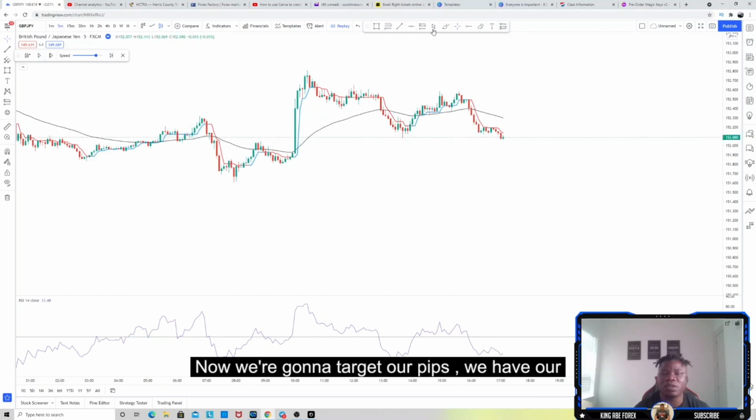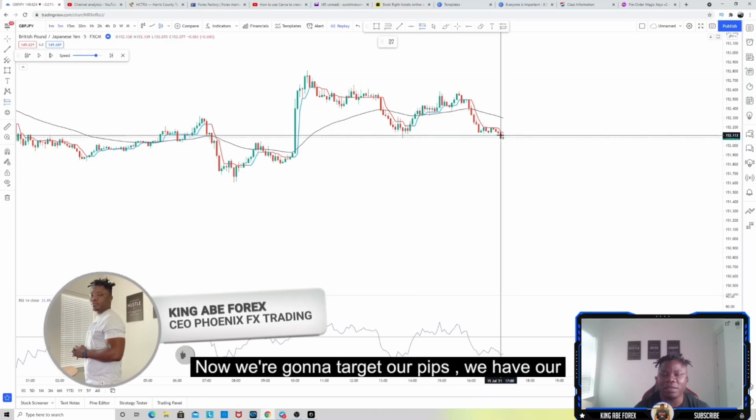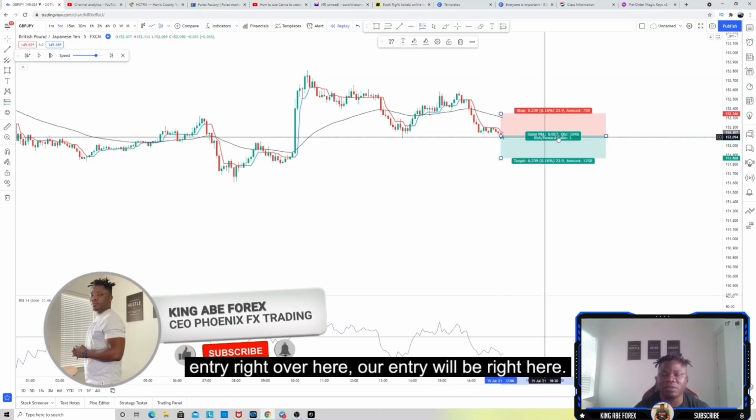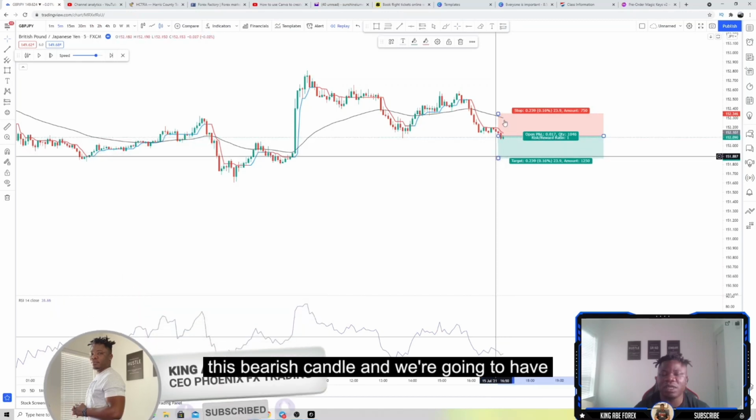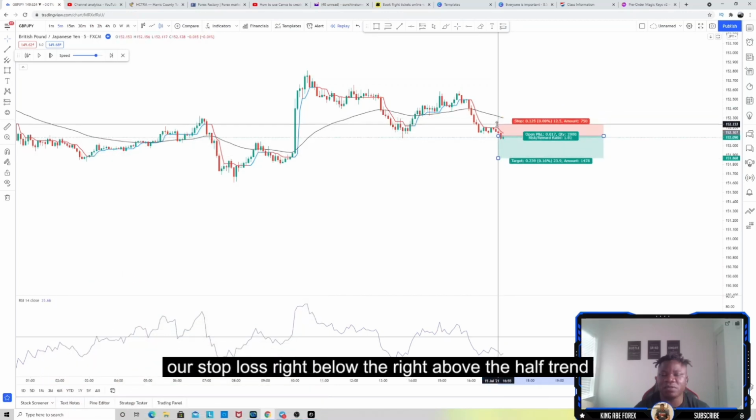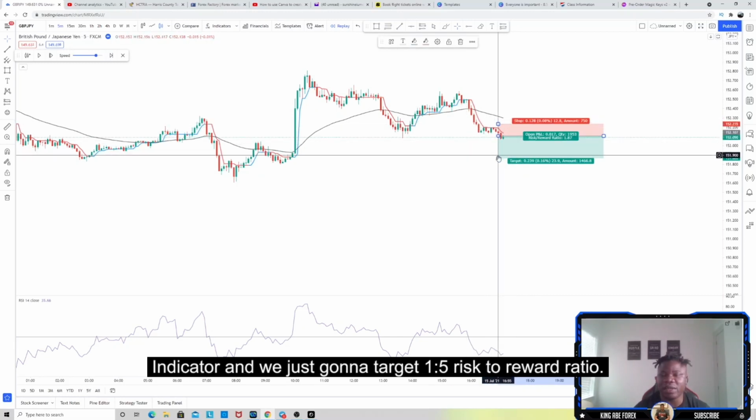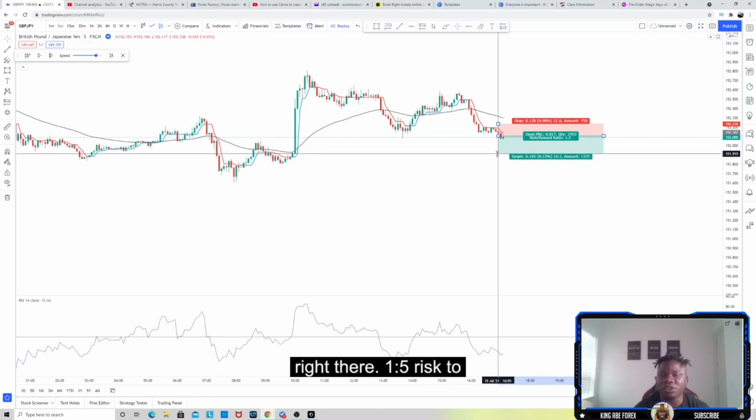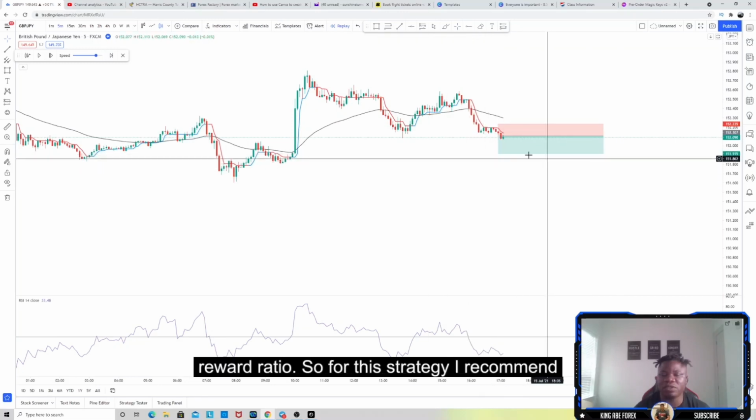Now we're going to target our pips. We have our entry right over here. Our entry will be right here at this bearish candle, and we're going to have our stop loss right above the half trend indicator, and we're just going to target 1 to 5 risk to reward ratio right there.